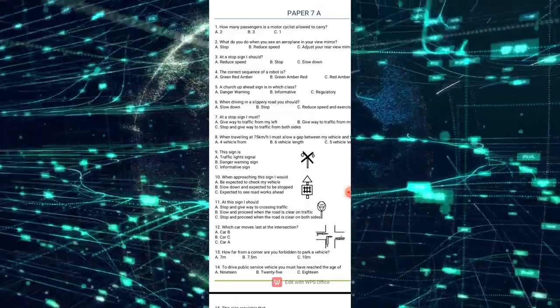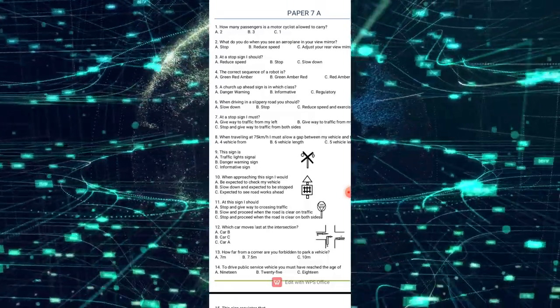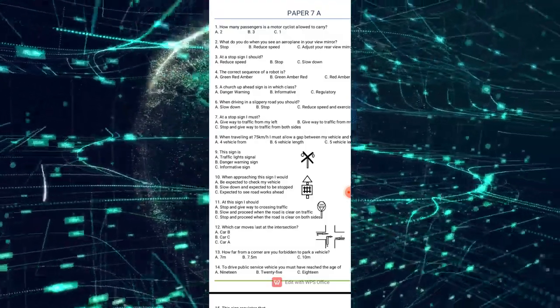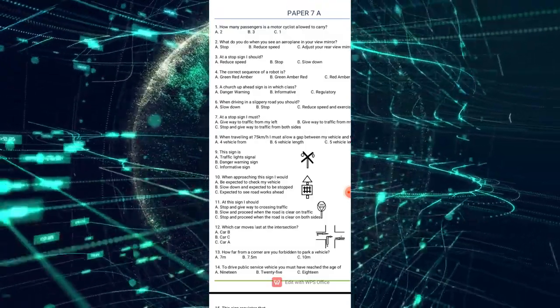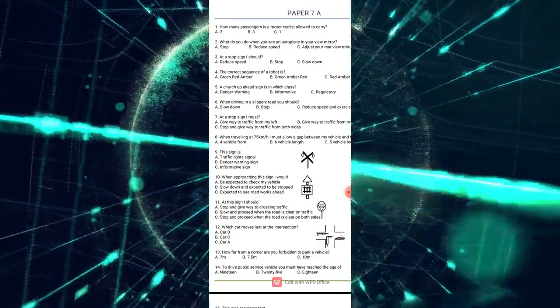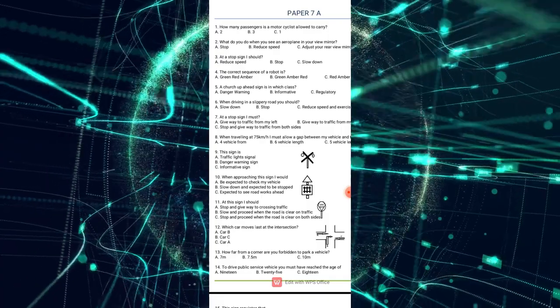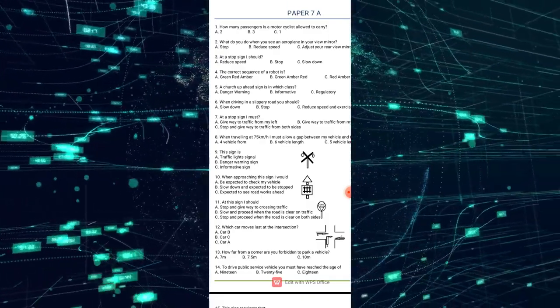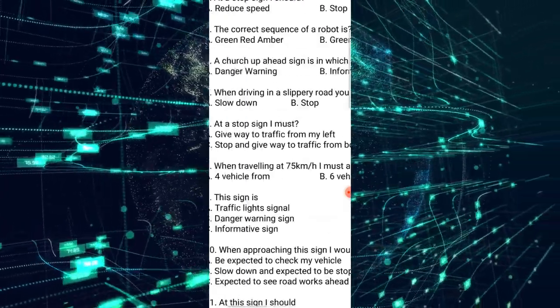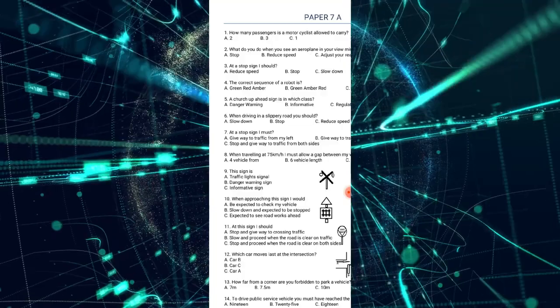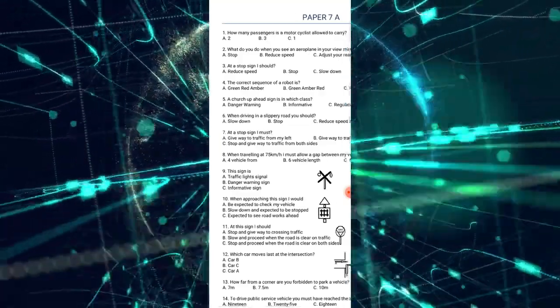Now let's look at our answers. Danger warning sign, no, that's not correct. There's no way you can be warned of a church ahead. No, that's not correct, right? B, informative, yes, we are informing you of a church ahead, which is true. Regulatory, no. So the correct answer for number 5 is B. Number 6, when driving in a slippery road, you should.